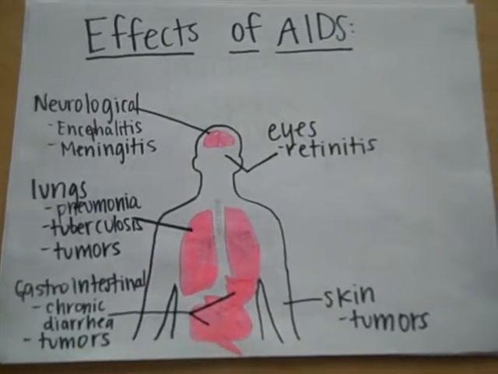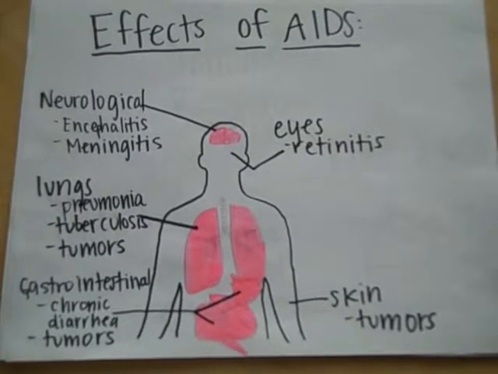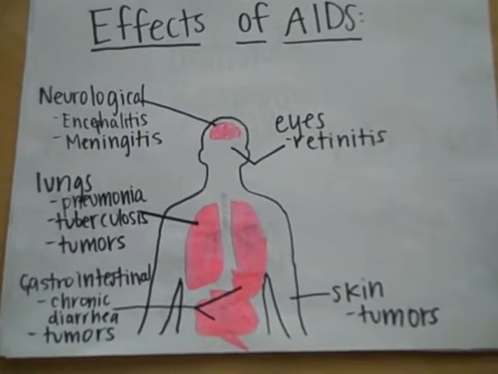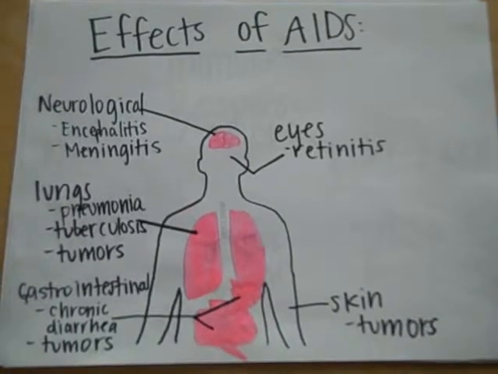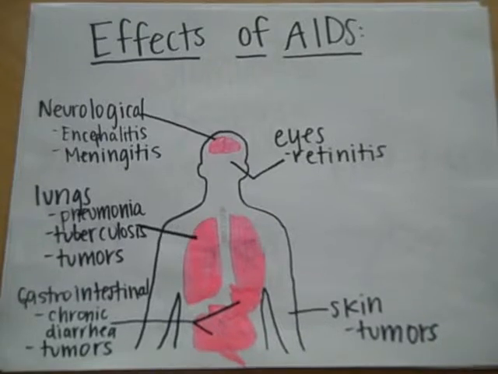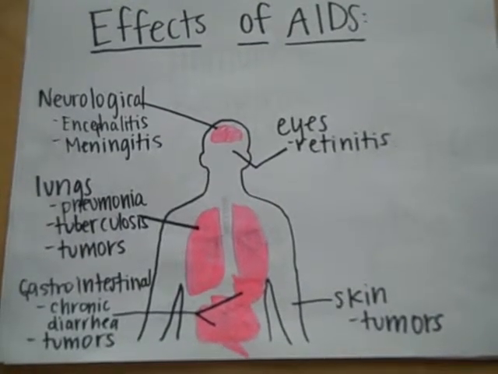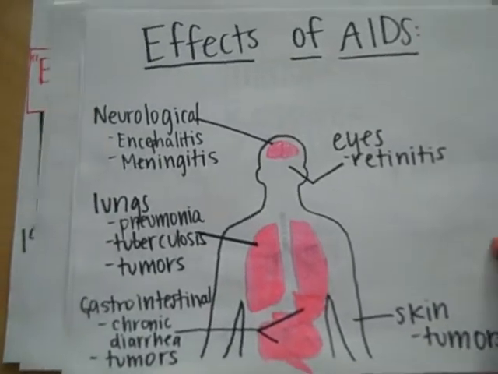Once there are fewer than 220 CD4 positive T cells per millimeter cubed of blood, the body may start to show symptoms such as encephalitis and meningitis in the brain, retinitis in the eyes, pneumonia, tuberculosis, and tumors in the lungs, gastrointestinal effects such as chronic diarrhea and tumors, and skin tumors.